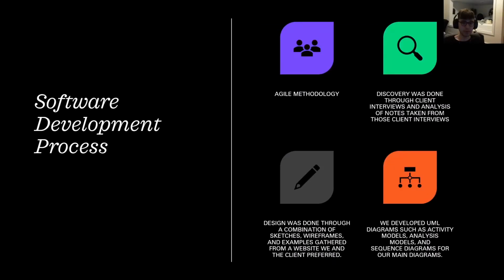Our software development process involved an agile methodology. Discovery was done through client interviews and analysis of notes taken from those client interviews. Design was done through a combination of sketches, wireframes, and examples gathered from websites we and the client preferred. We developed UML diagrams such as activity models, analysis models, and sequence diagrams for our main diagrams.